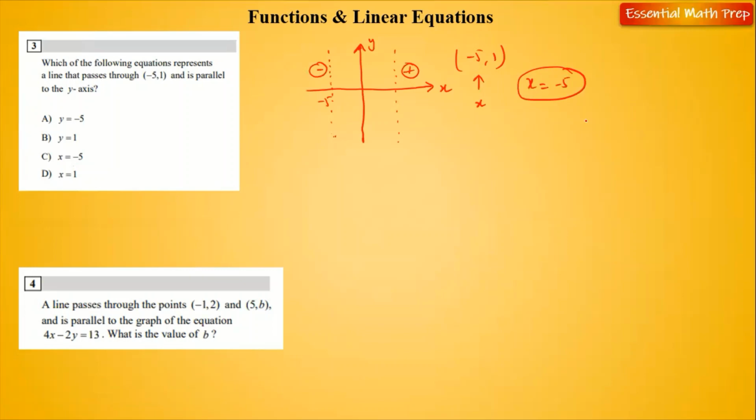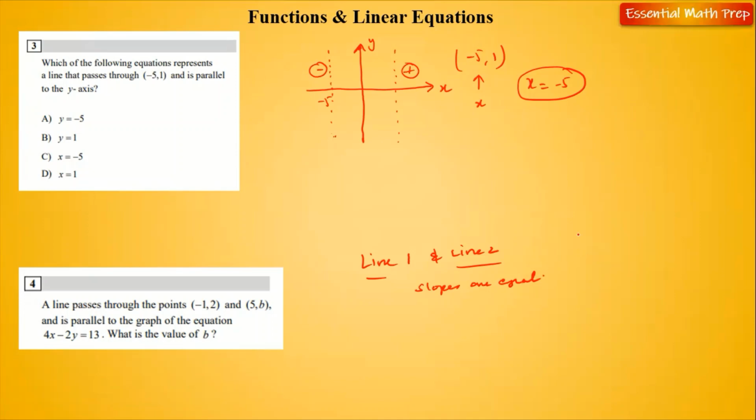A line passes through points negative 1, 2, and 5, b, and is parallel to the graph of the equation 4x minus 2y equals 13. What's the value of b? First, what we need to figure out is the slope, because once you figure out the slope, you can equate the two slopes. What did I say earlier? If two lines, line 1 and line 2, are parallel, that means the slopes are equal.